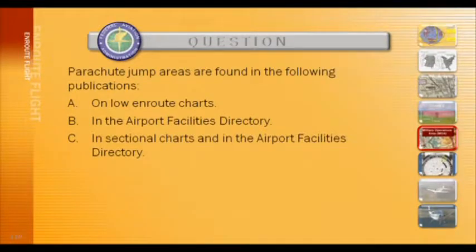Parachute jump areas are found in the following publications. Which of these, A, B, or C, is correct? Only one correct answer.